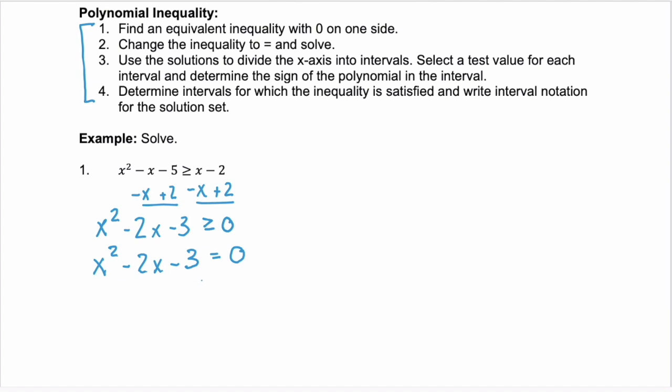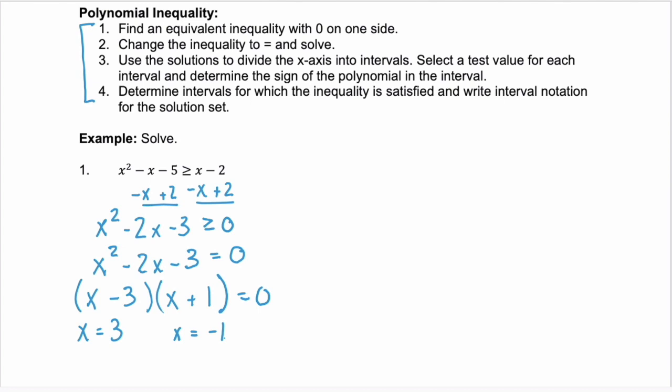We need to now solve this, and because it's a polynomial, we're going to factor it in order to solve it. This polynomial has a leading coefficient of 1, which means each of our binomials will just start with an x. And we're looking for the two numbers that multiply to -3 and add to -2. That would be -3 and a positive 1. Now, using that zero product property, we solve this and we get x equals 3 and x equals -1.